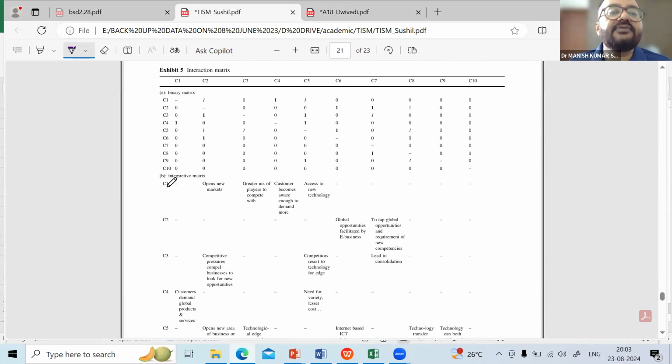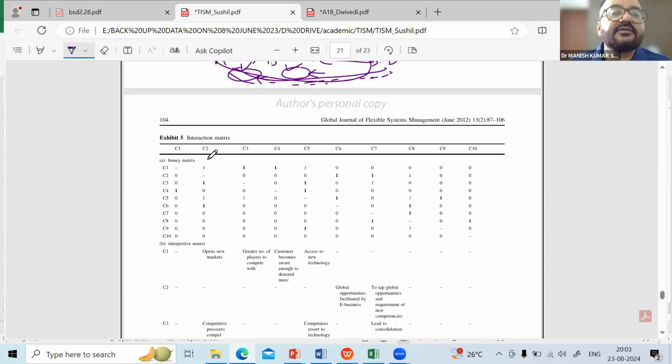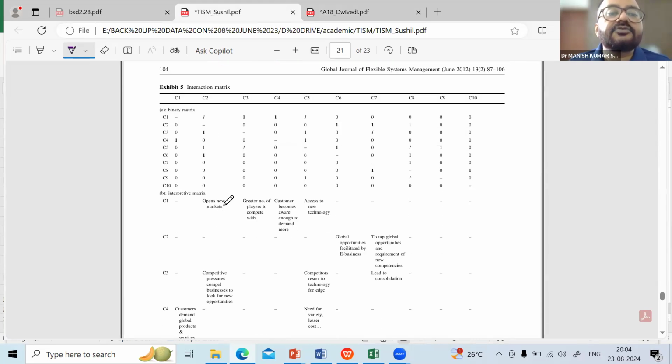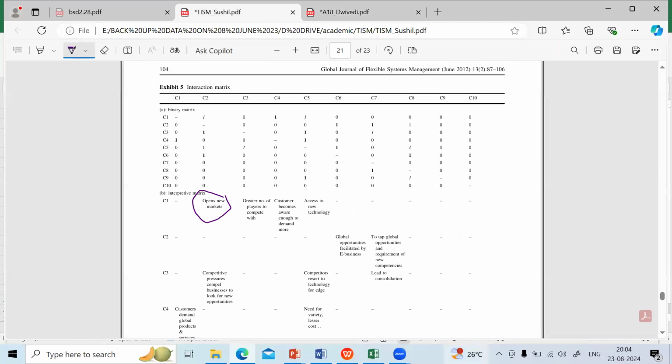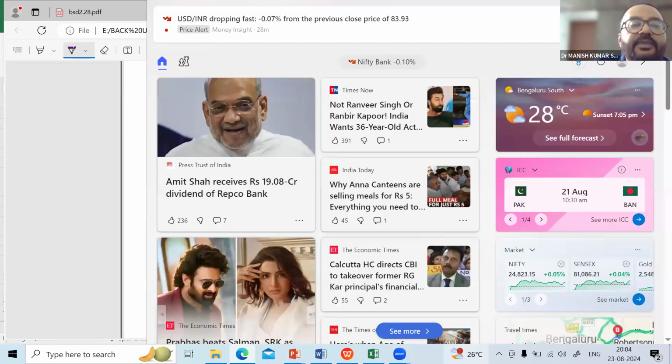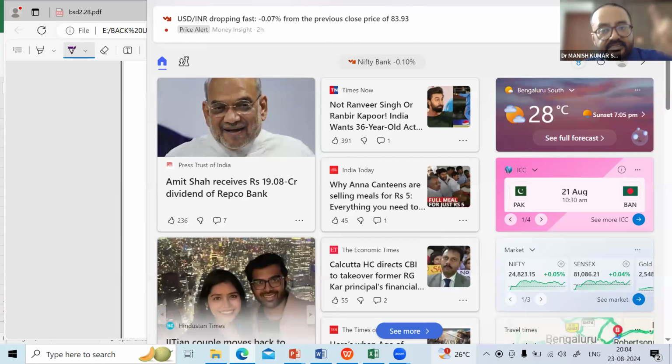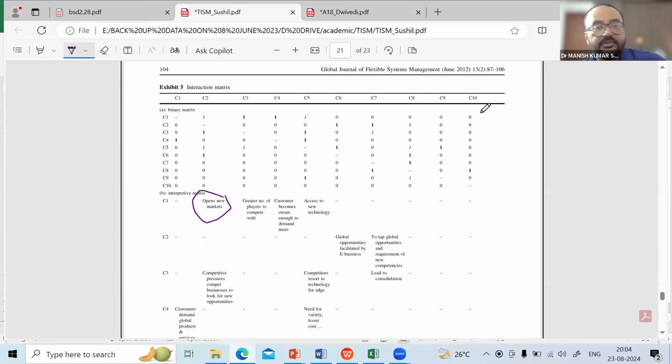For example, C1 is impacting C2. So what is the reason for that? Open new markets. So you understand, open new market. That kind of thing you have got from the literature itself. So there is no issue.